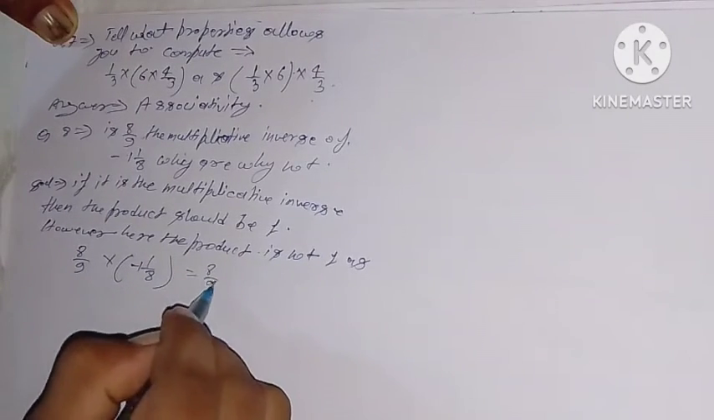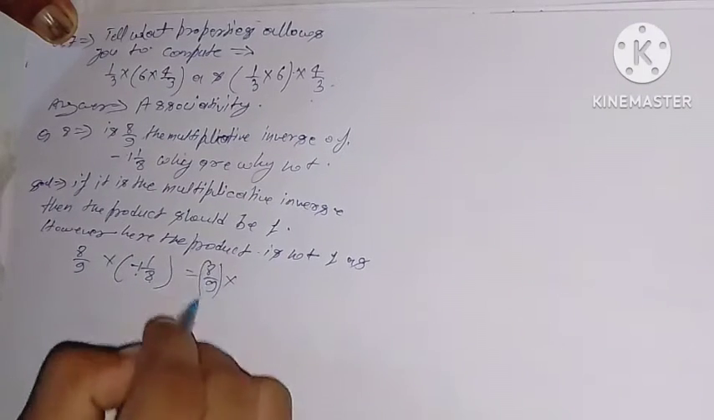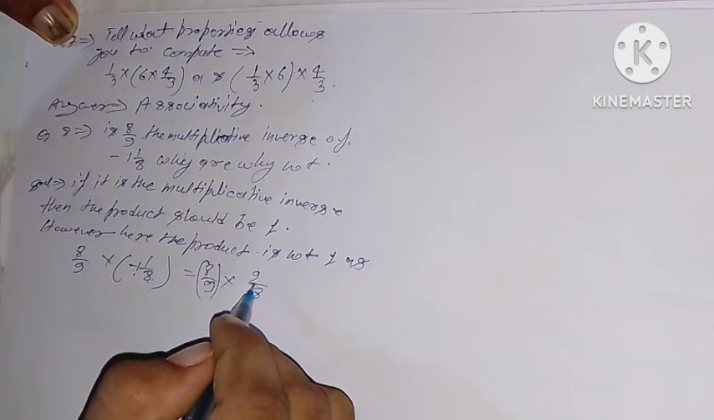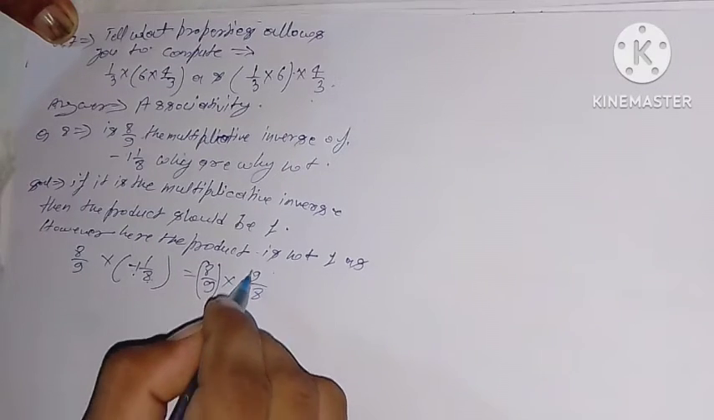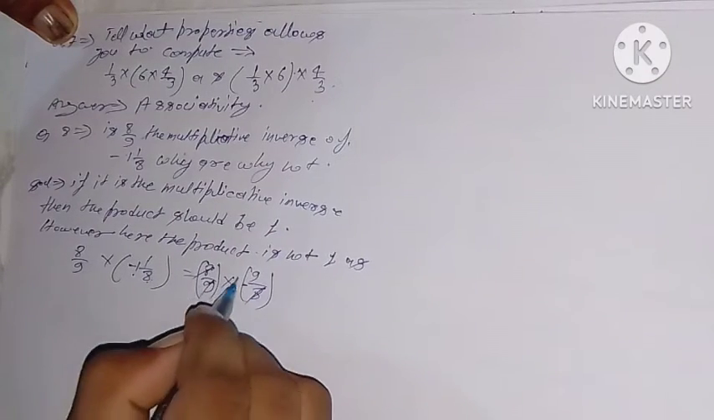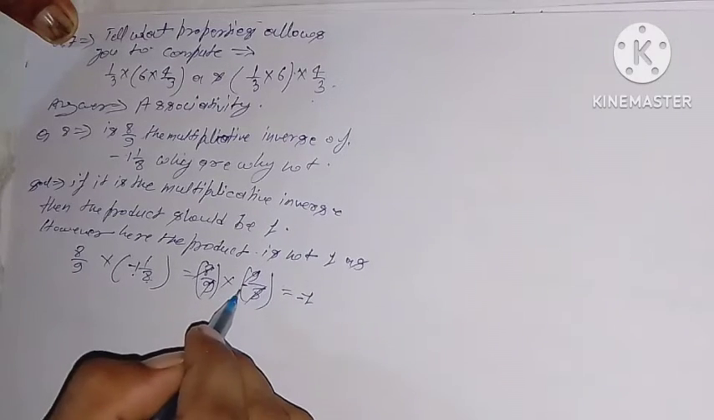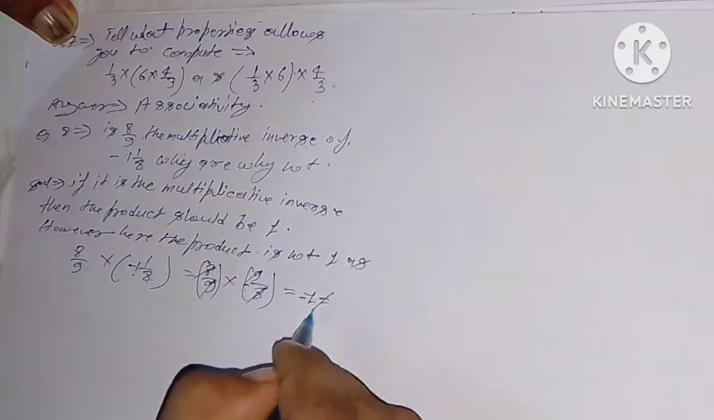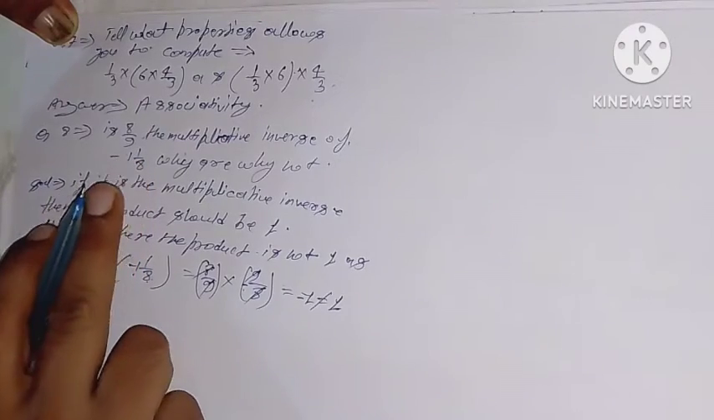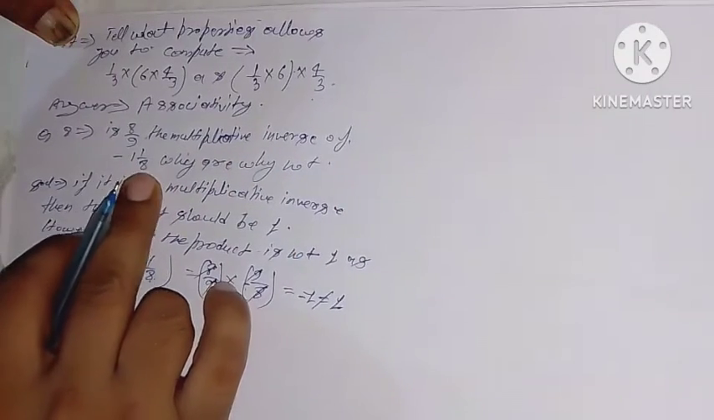The value is 8 upon 9 times minus 1 upon 8. 8 is cancelled out by 8 and 9 is cancelled out by 9, but the sign is minus, so the result is minus 1, which is not equal to 1. So 8 by 9 is not the multiplicative inverse of minus 1 upon 8.